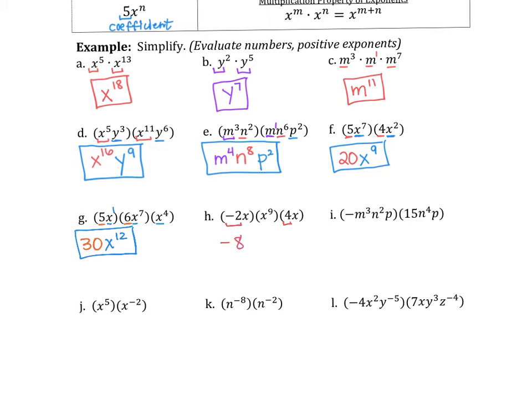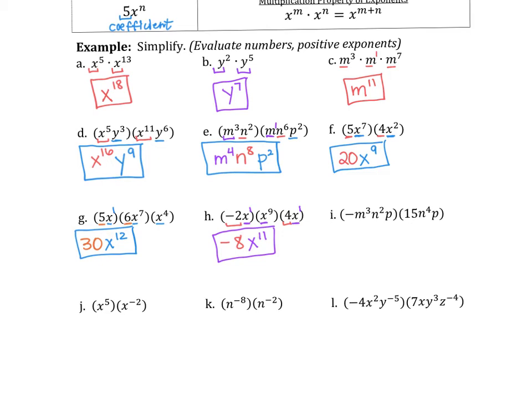Now I'm going to go ahead and look at the bases. I have an x. I'll put a 1 on that. x to the 9th and another x, which is like having a 1. You don't have to write the 1, just remember it's there. So I have x to the 1 plus 9 is 10, 10 plus 1, 11. This is my final answer.